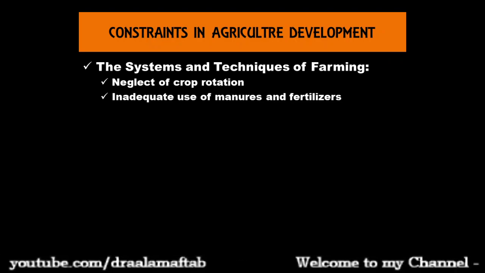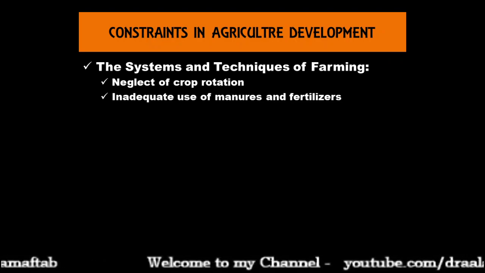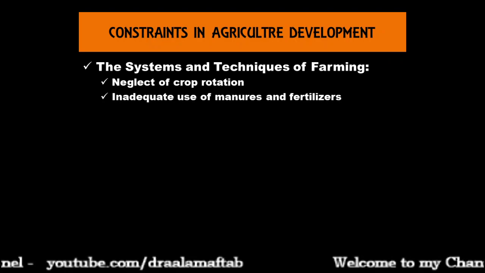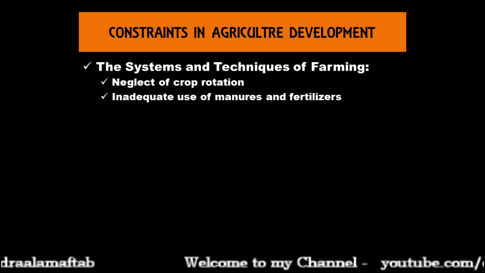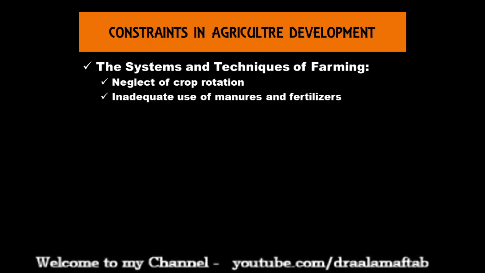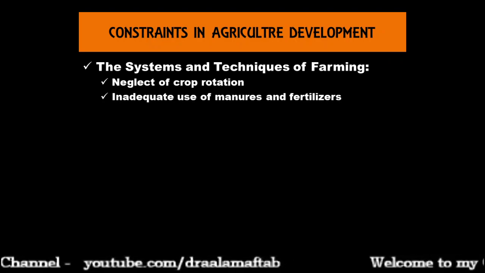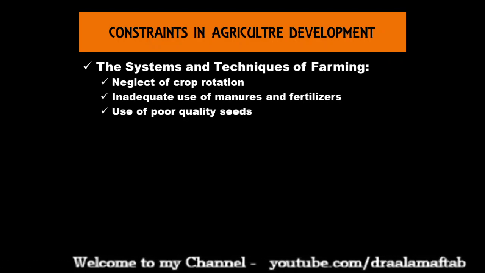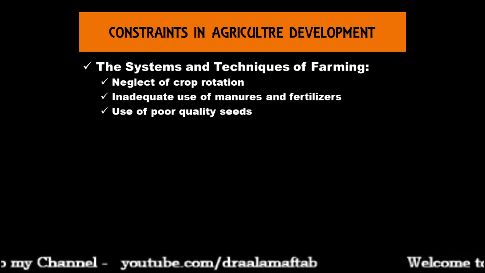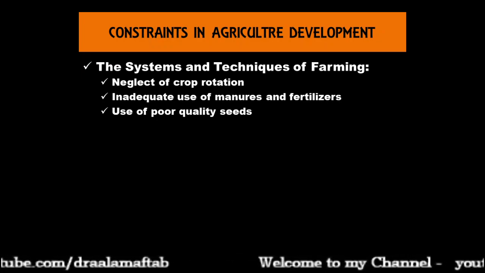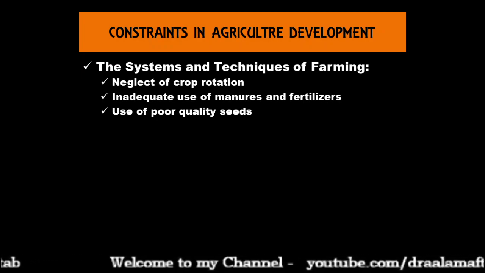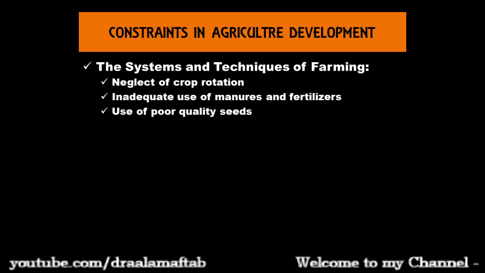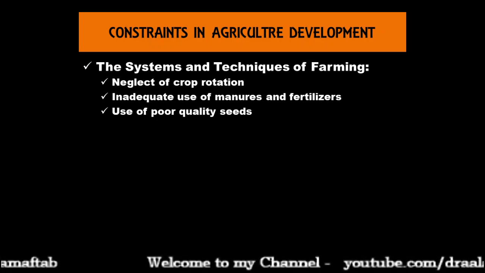The next point is inadequate use of manures and fertilizers. The inadequate use of manures like cow dung, vegetable waste, etc. and chemical fertilizers makes Indian agriculture much less productive than developed countries or even Chinese agriculture. Next point is use of poor quality seeds. In India, not much use has been made of improved varieties of seeds. The main cereals, rice, millets and pulses are still grown, chiefly with unimproved seeds.